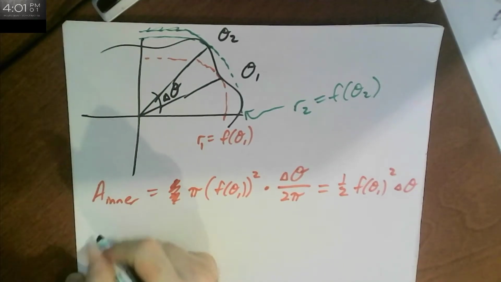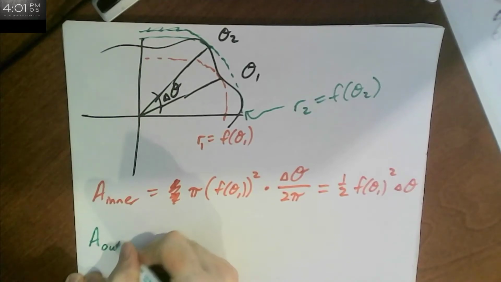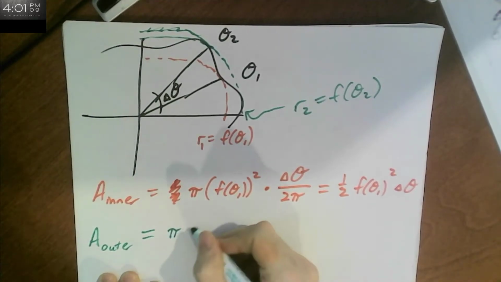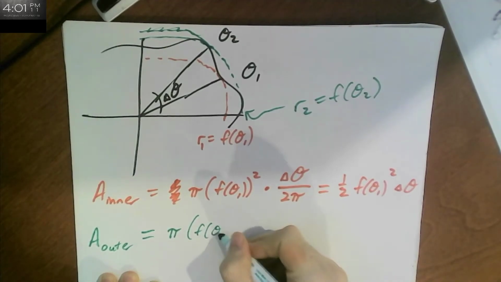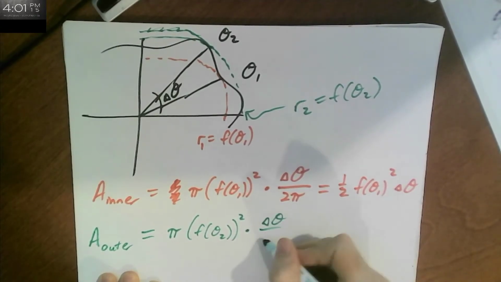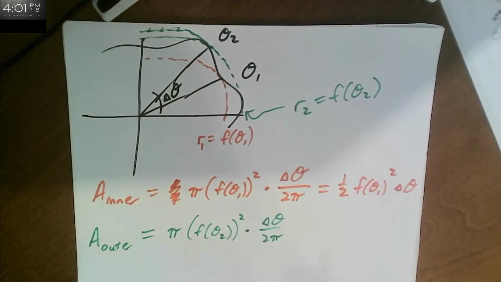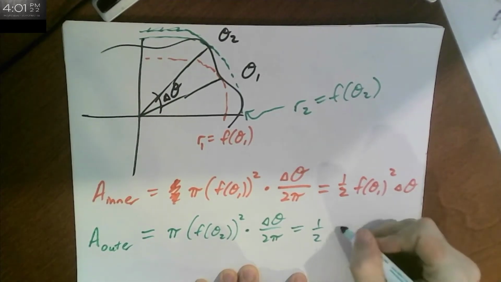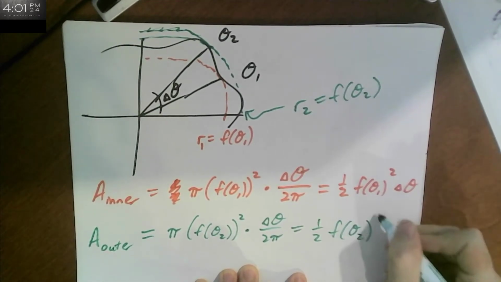The area of the outer sector based on this situation would be the area of that entire circle, pi f of theta 2 squared, pi radius squared, times the proportion of that circle I care about, the angle I care about over the total angle, which is 1/2 times f of theta 2 squared, delta theta.